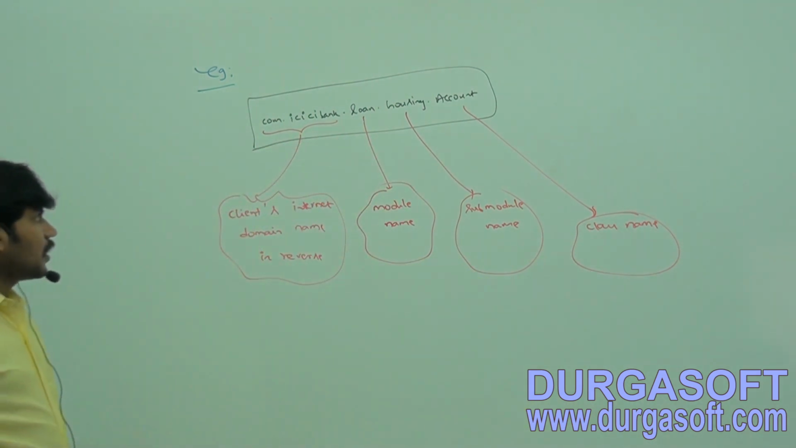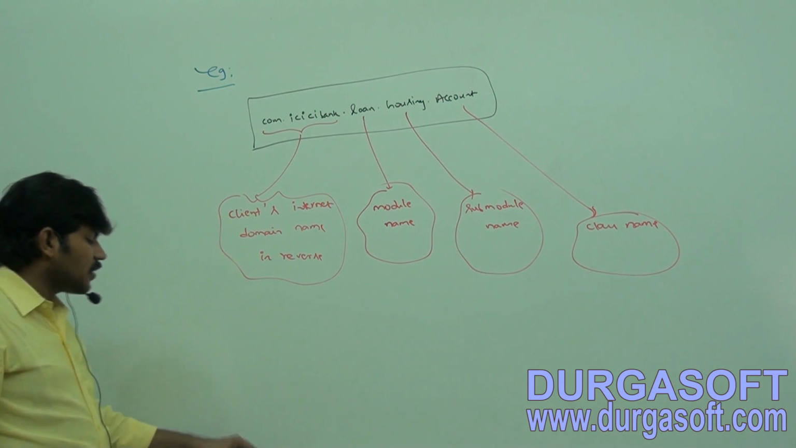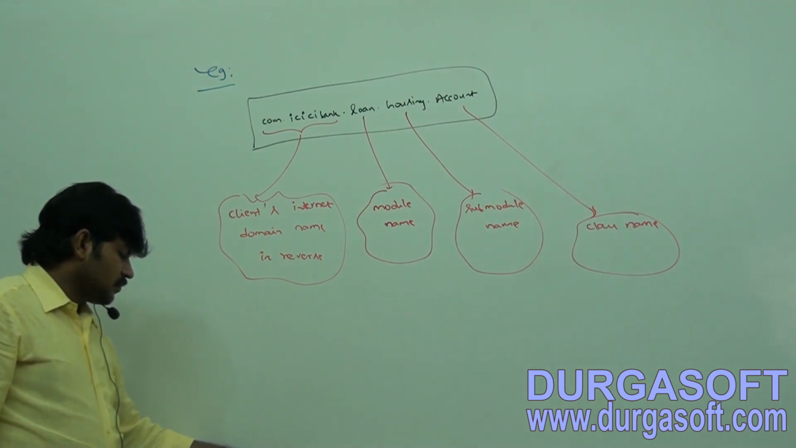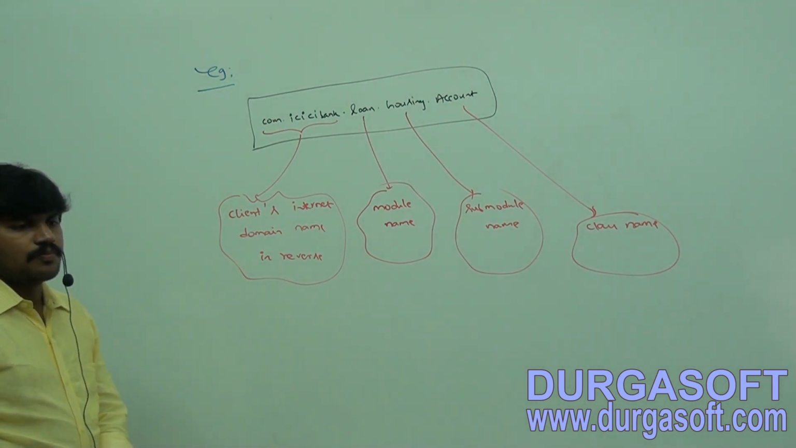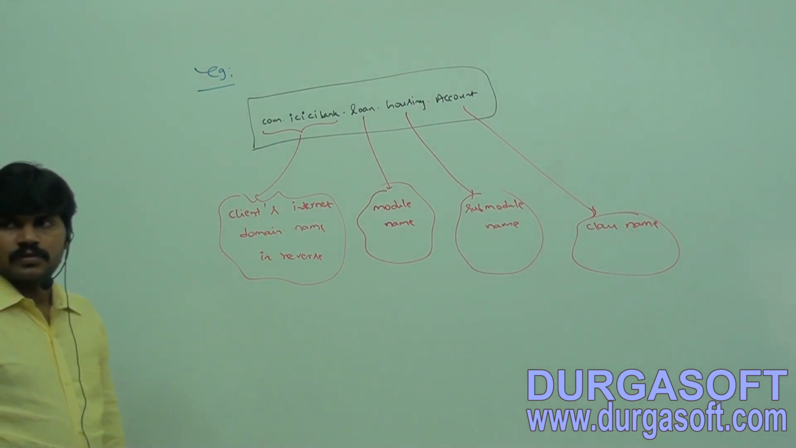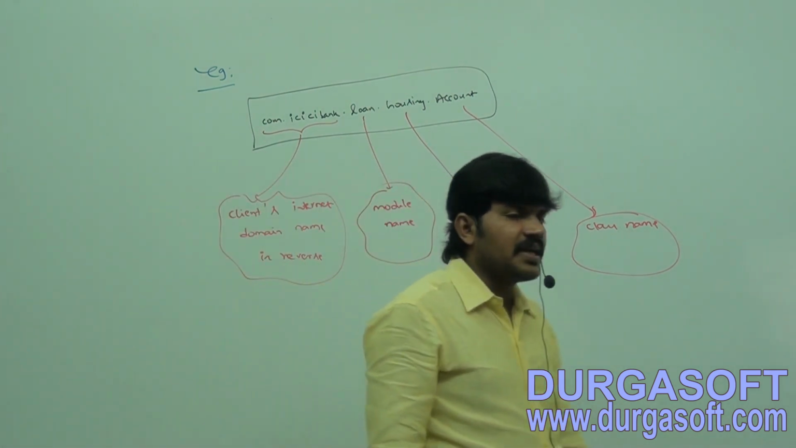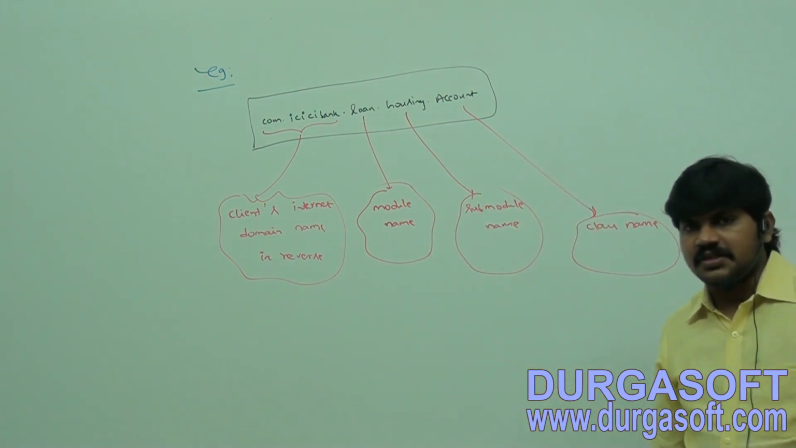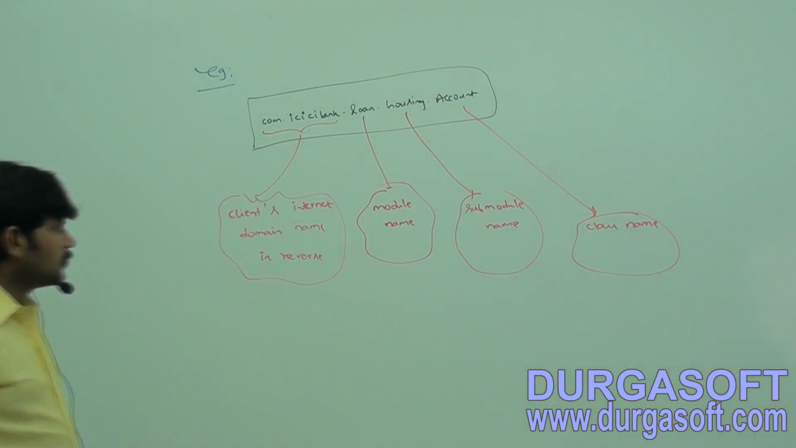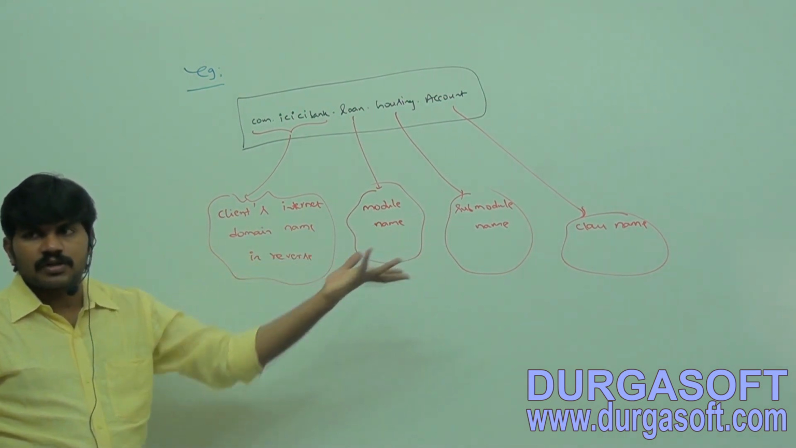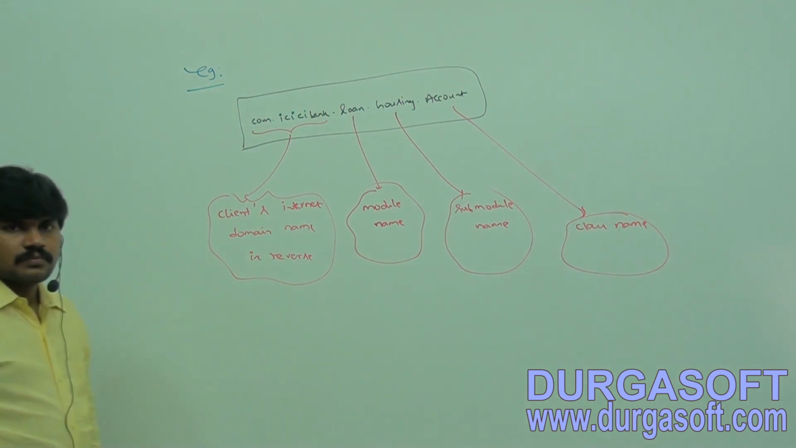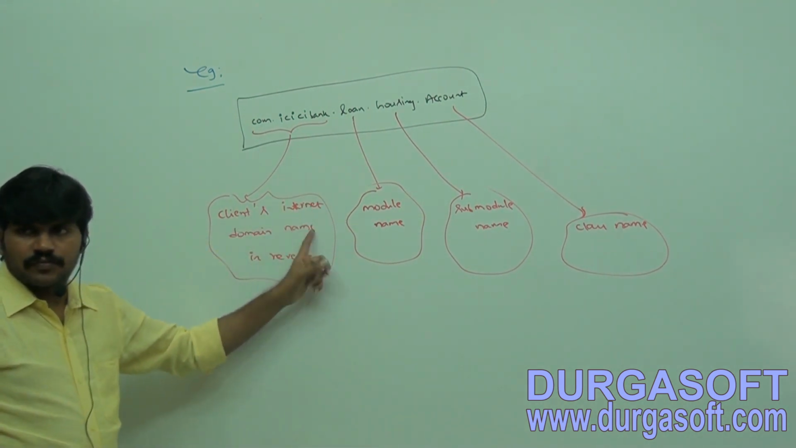Completed, right? com.iccibank.loan.housing.account. I hope the terminology is very clear for you. This is the universally accepted naming convention for packages: module name, submodule name, and last one class name, the component name. I hope it is clear for all of you, right?